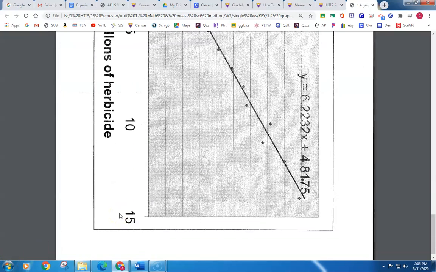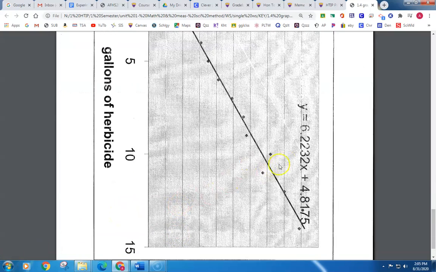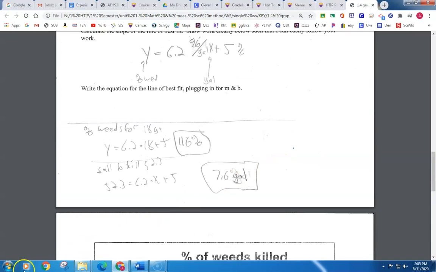This is Excel graphing and doing the line of best fit. Excel calculated the line of best fit slope to be 6.2, so I did pretty good getting 6.2. So if you got 6.2, you did pretty good too. And that is that.